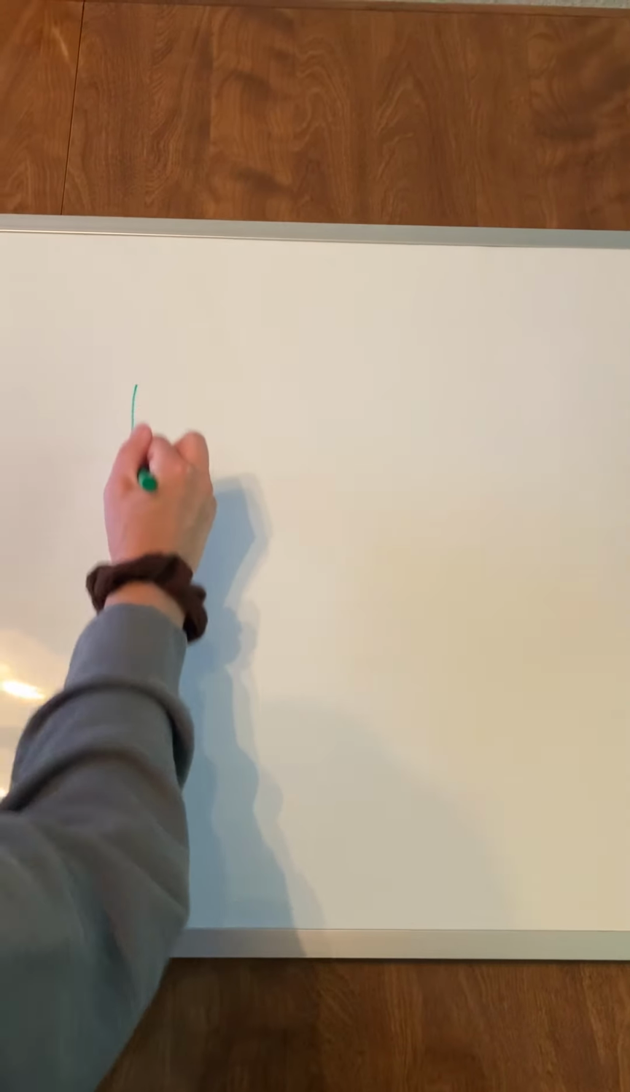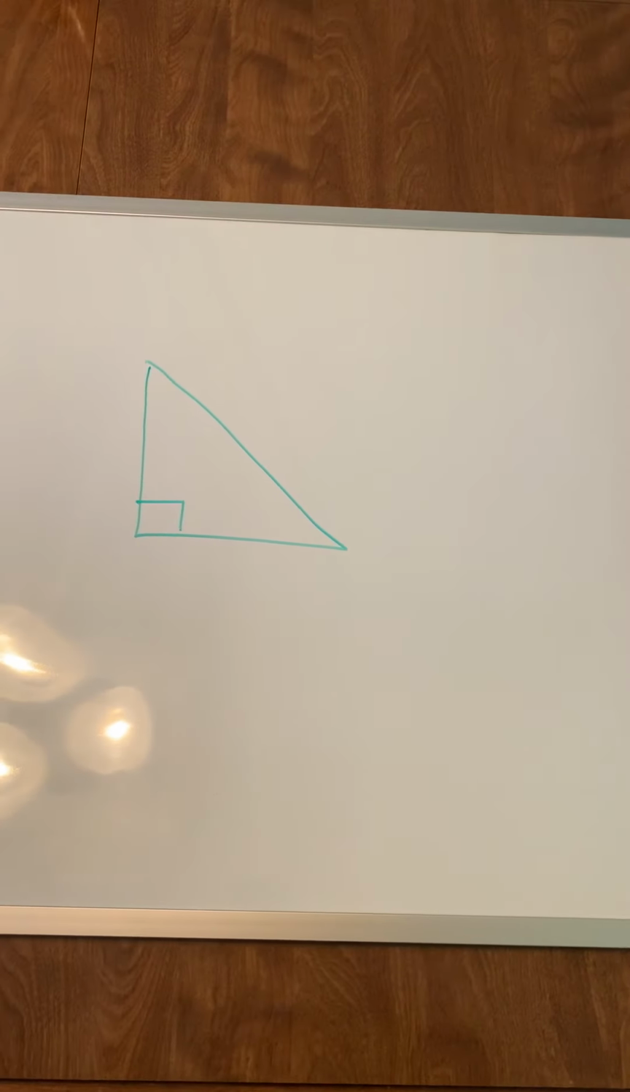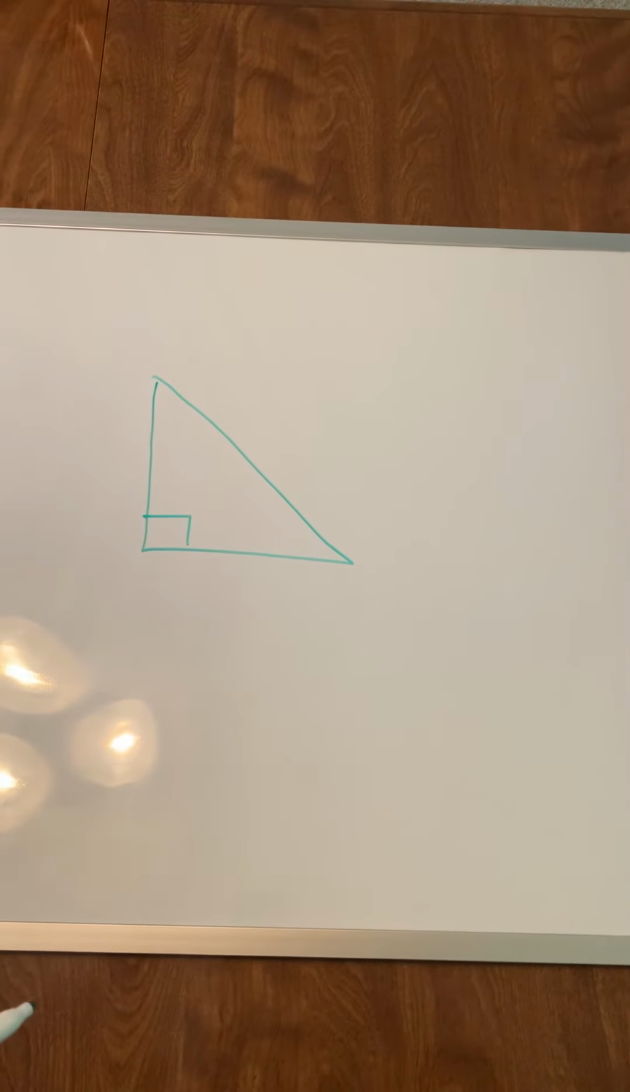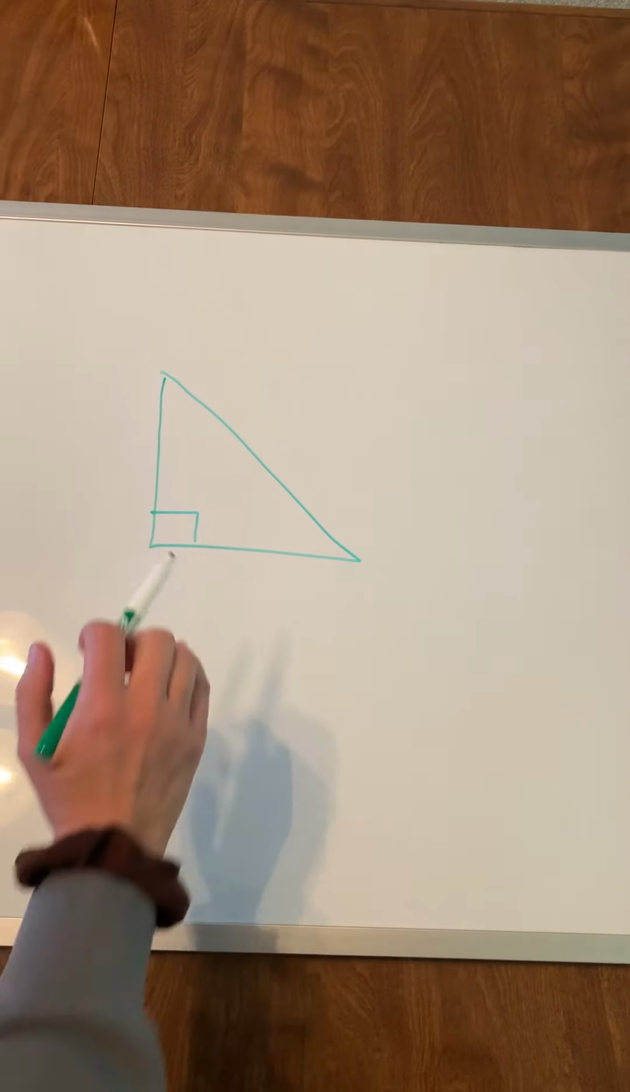The first thing that you need to know about the Pythagorean Theorem is that it works only with right triangles. So if you have an isosceles triangle, scalene, equilateral, it will not work. It is only with a right triangle.